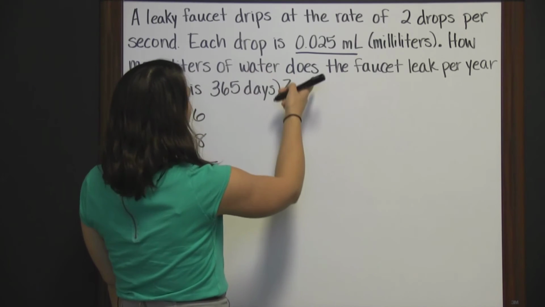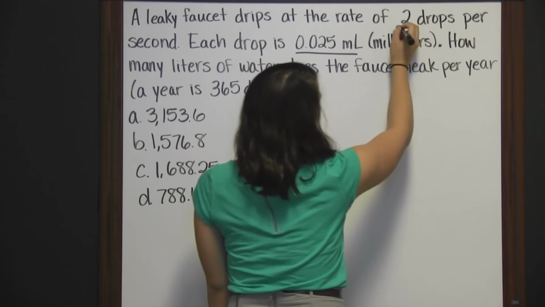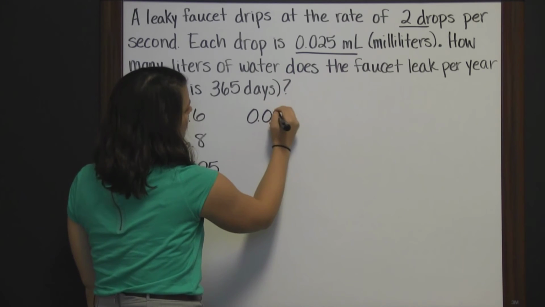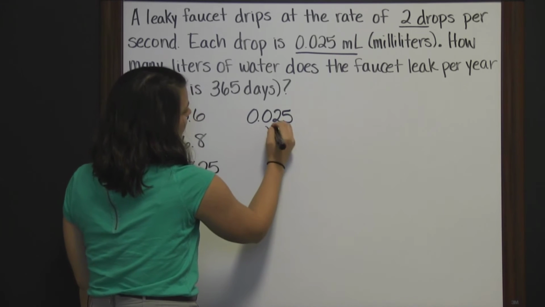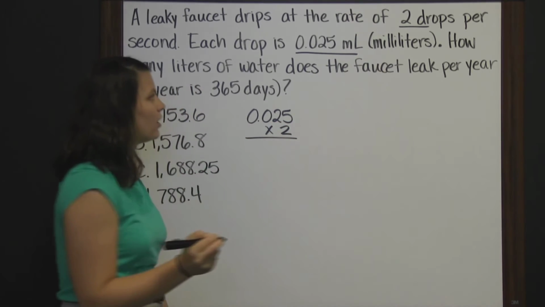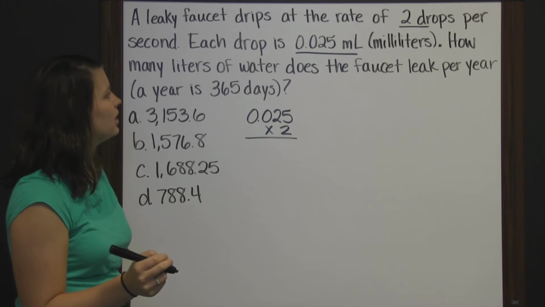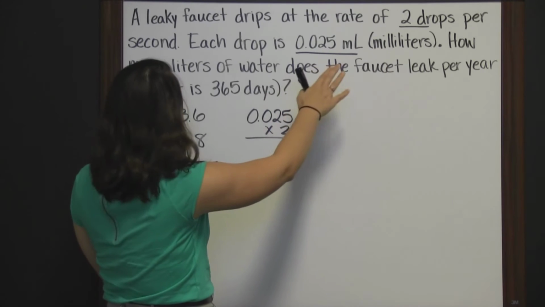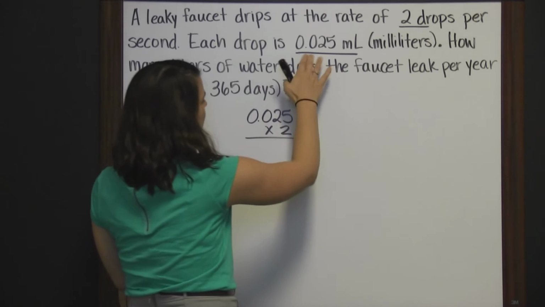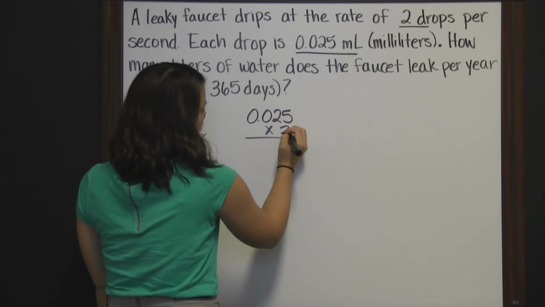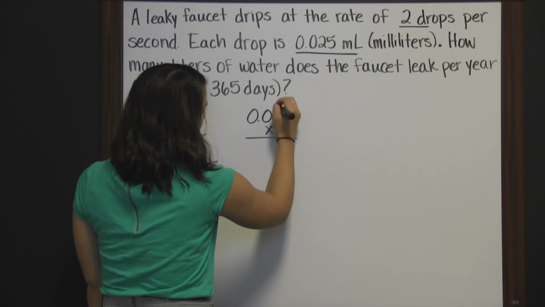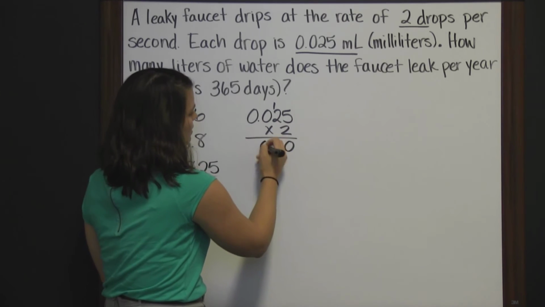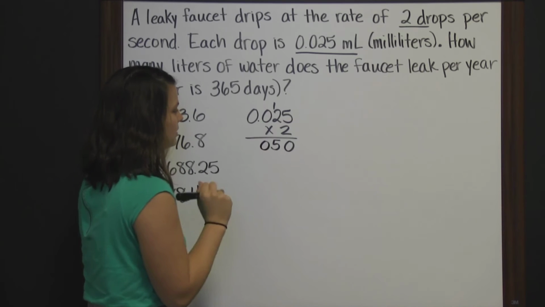because it says it drips at a rate of 2 drops per second. But each drop is 25,000 milliliters. So I need to multiply that times 2 to figure out how much water drips each second, because it drips 2 drops per second. I need to multiply 25 thousandths times 2. 2 times 5 is 10, carry the 1. 2 times 2 is 4, plus 1 is 5. 2 times 0 is 0, and 2 times 0 again would be 0.